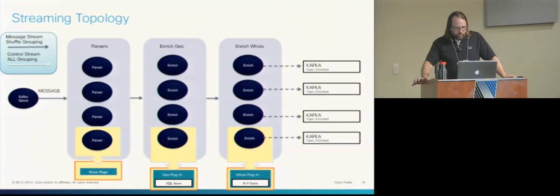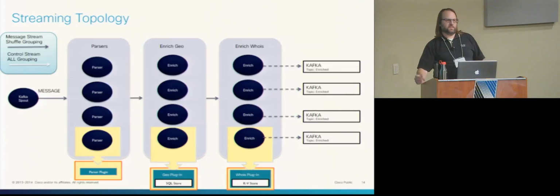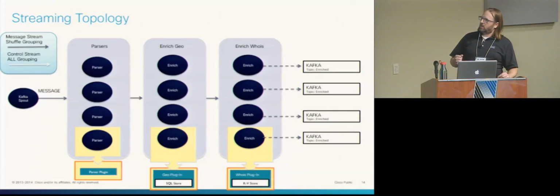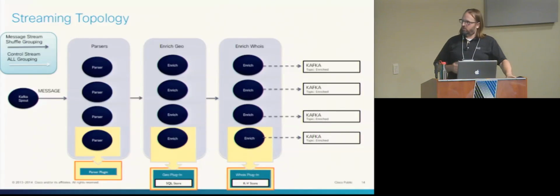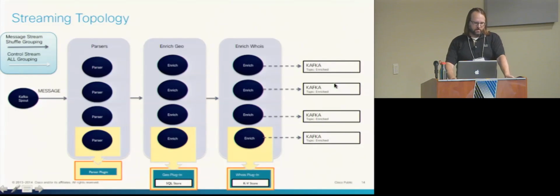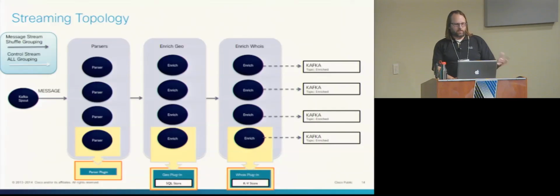Okay. So when you think about Storm, Storm creates this topology. Basically, you put a stream of data in, and it makes these tuples, and then it does a bunch of things to that. So a message comes in as a stream, and it gets parsed on a bunch of different things. It gets enriched, it gets put in another enrichment on the whois, goes back onto Kafka for saying, all right, do your next thing with it. So that's part of this whole streaming part.